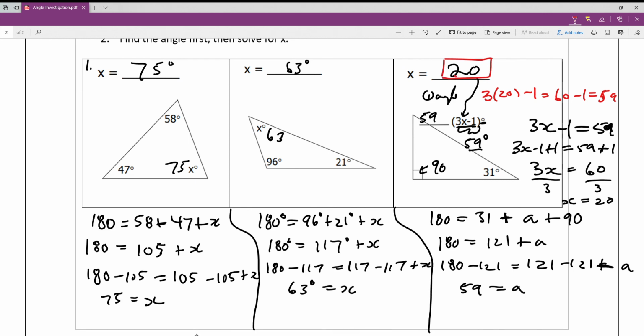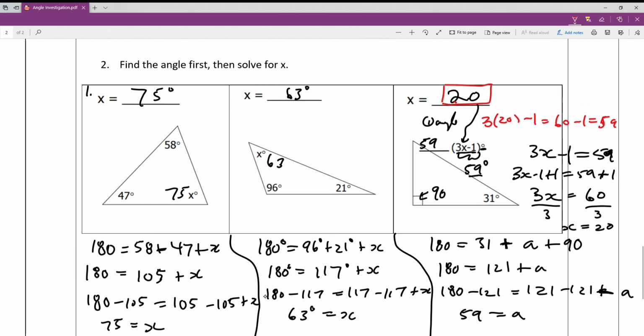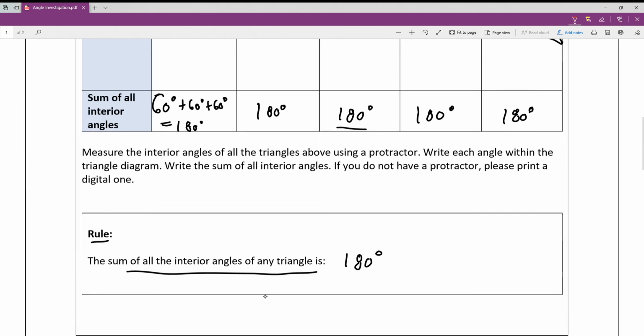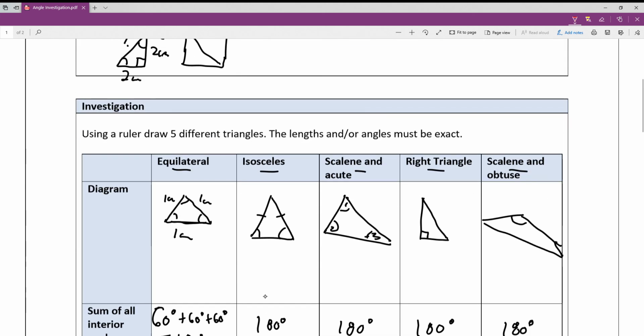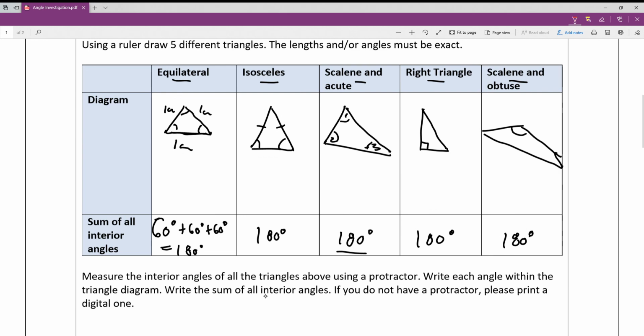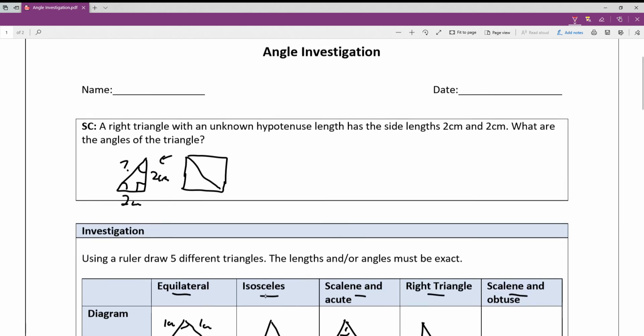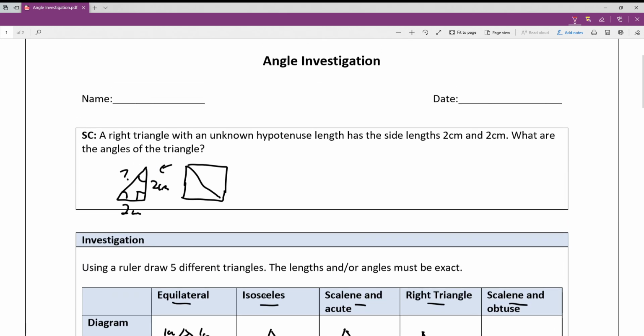Okay, so that's all I wanted to cover for this video. Just make sure that you know that the sum of the interior angles of any triangle is 180, and then try out this success criteria question. Okay, and also complete the practice questions that I posted up.